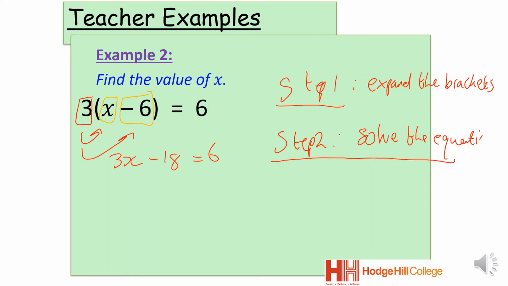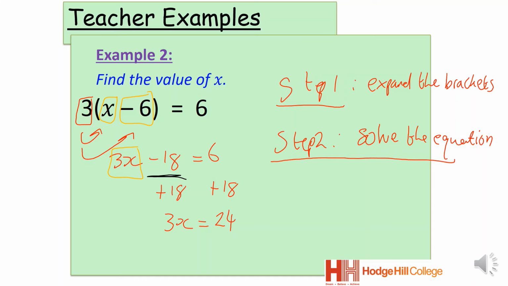Solve the equation. So I'm going to get rid of anything that's not associated with this x term. So this negative 18 is not associated to that x term, so I need to get rid of the subtract 18. The inverse of subtract 18 is to add 18 on both sides, and then I get 3x equals 24.